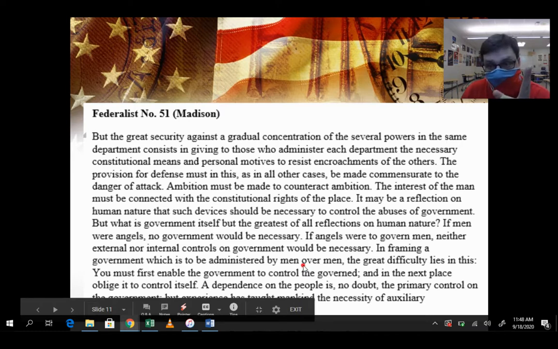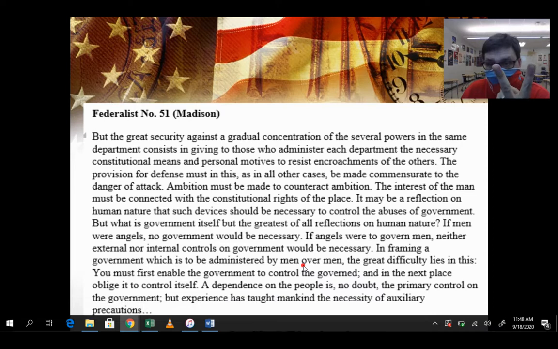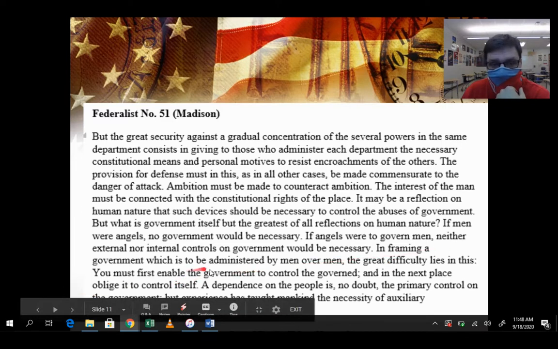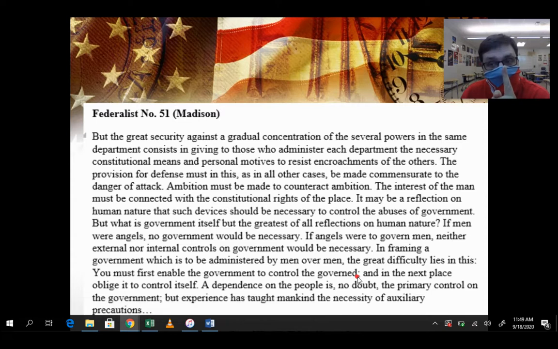But we know that we're not perfect, and we know that our government officials are human beings too. They're not perfect either. They're not angels. "In framing a government which must be administered by imperfect humans over imperfect humans, the great difficulty lies in this. First, you must enable the government to control the governed." You have to give imperfect humans the power to keep imperfect humans in line and not kill and steal from each other, etc.